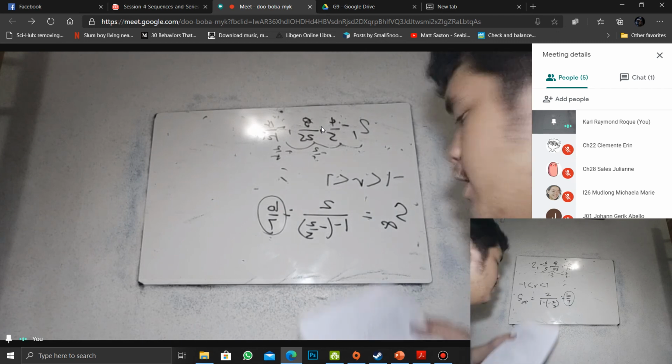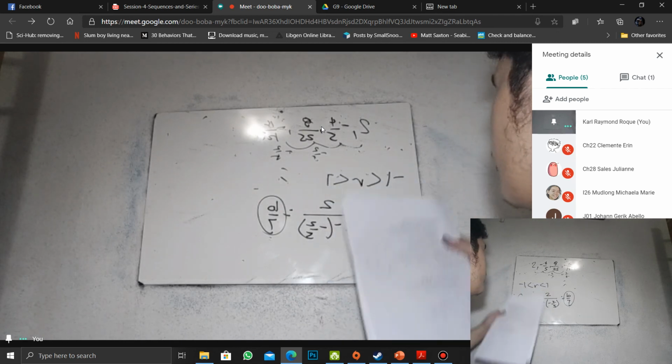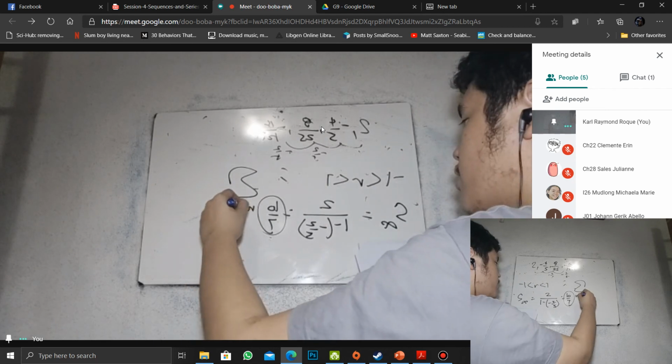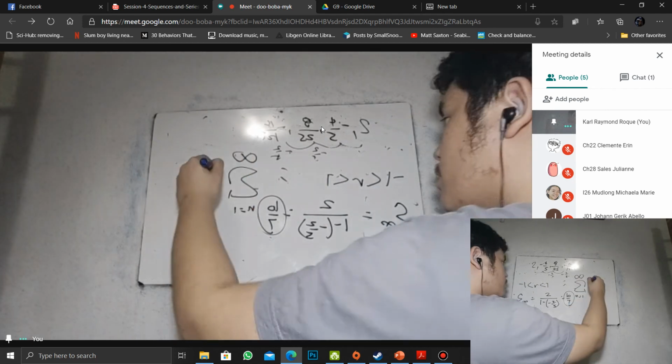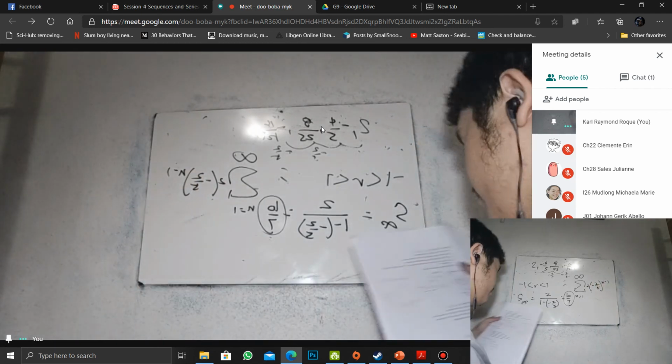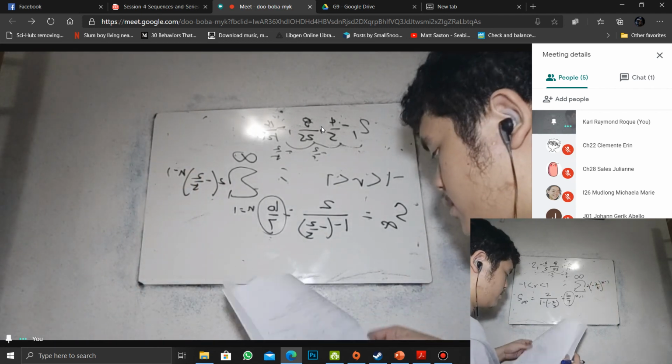So, letter E, express the series as a summation. Same lang sa kanina: summation from n equals 1 to infinity of 2 times negative 2/5 raised to n minus 1. Okay?